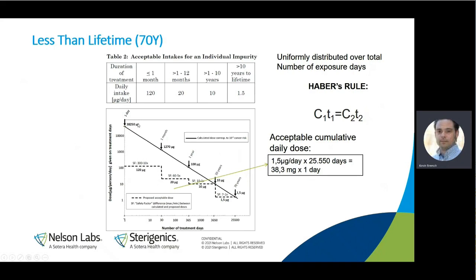Obviously, this is not the case. They have additional safety factors up to a level of 300. So it is really very conservative, this threshold of 1.5 micrograms a day. But you see that you can go up to 10 years, you can have 10 micrograms of a mutagenic impurity. If dosing is up to 1 year, it's 20 micrograms a day, and less than 1 month, it's 120 micrograms a day.